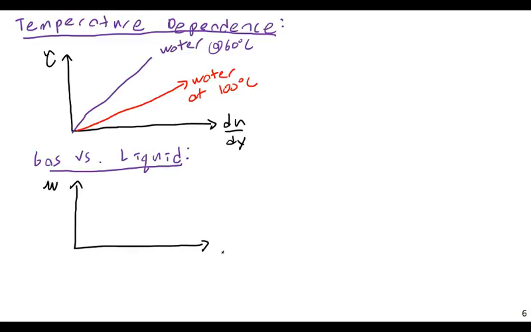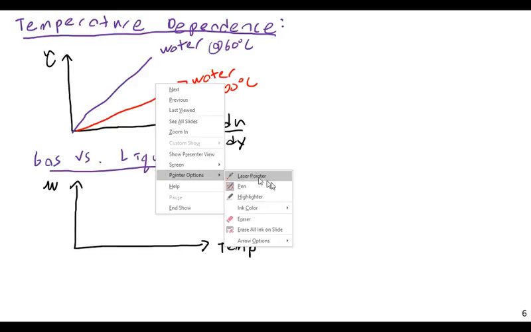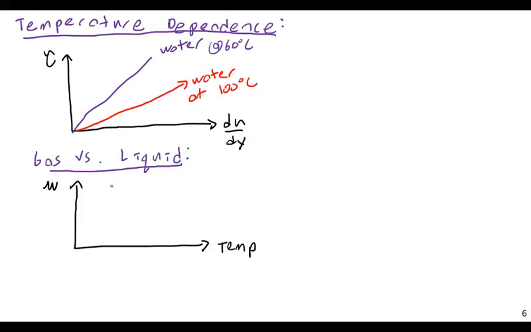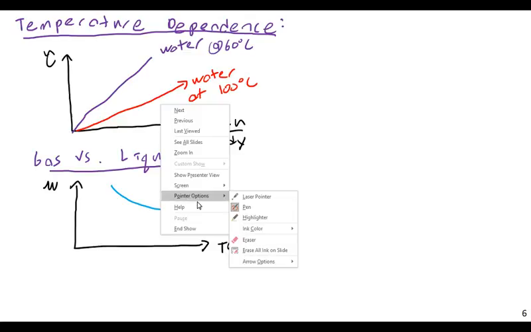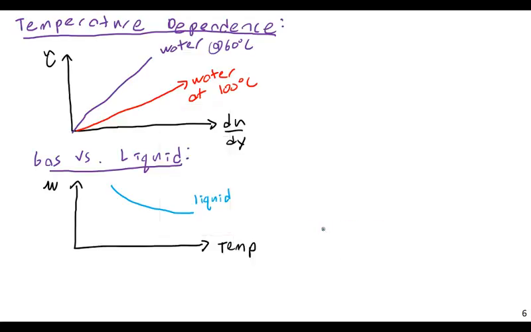So if this is mu and this is temp, you're going to have something like this. So liquid is going to exert a behavior like this. It's not linear, the relationship of viscosity versus temperature, but it generally decreases as the temperature increases. But gases will actually exhibit the opposite behavior.